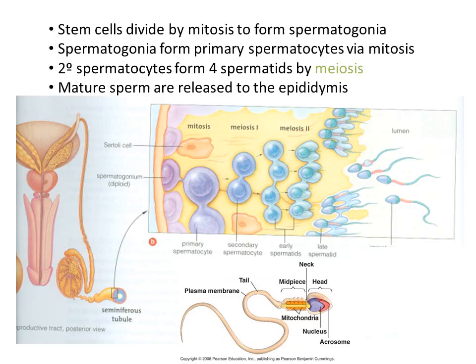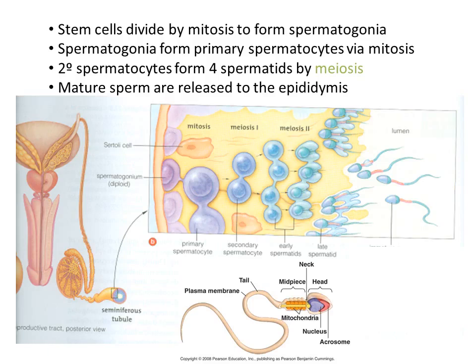Right is a cross-section of a seminiferous tubule with the outer membrane to the left of this diagram. Here we see the spermatogonium forming primary spermatocytes via mitosis and then secondary spermatocytes again via mitosis. Meiosis begins from the secondary spermatocytes and produces 4 immature sperm called spermatids. Those spermatids mature within the seminiferous tubules and are released to the epididymis for storage.